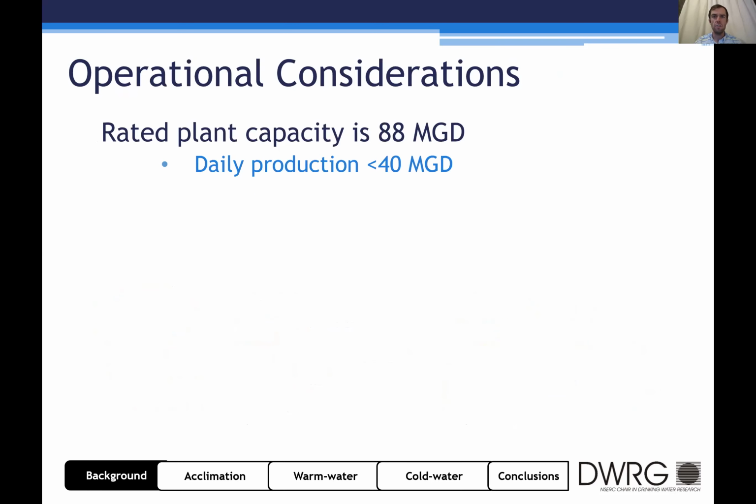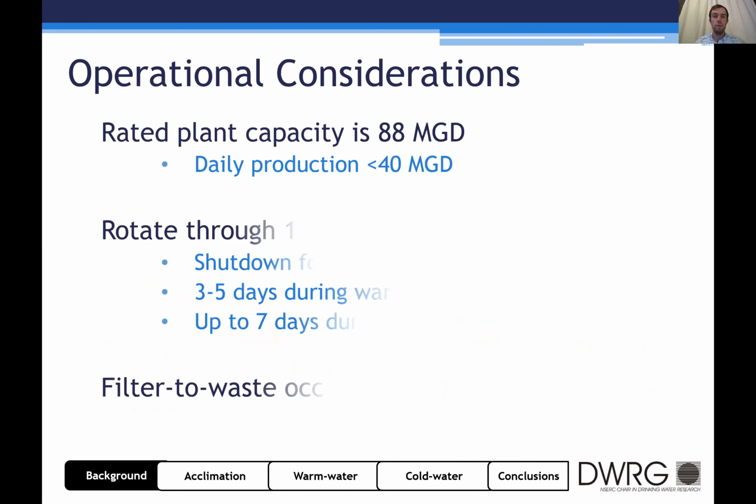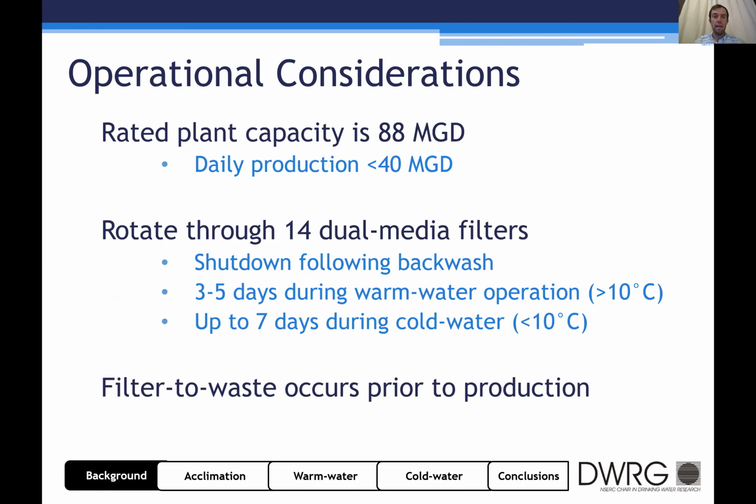Their plant is currently rated at about 88 MGD, but daily production is currently less than 40 typically. And what that allows them to do is actually rotate through their 14 dual media filters. So they're not running all 14 filters continuously. They don't have any need to operate that many filters. Instead, they'll operate a small subset of those and shut them down following backwash.